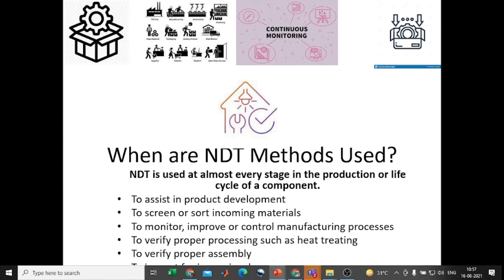These are all the technologies where we need a testing procedure like non-destructive testing for ensuring the product quality in applications. So NDT is used at almost every stage in the production or life cycle of a component.